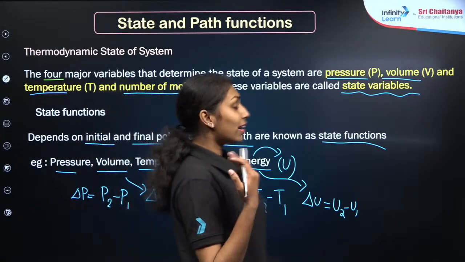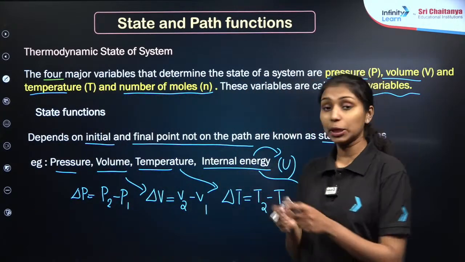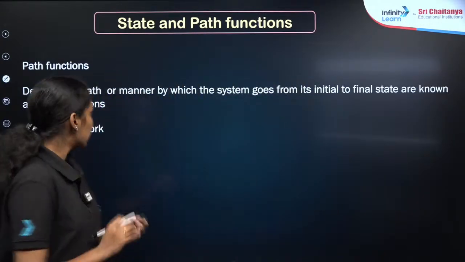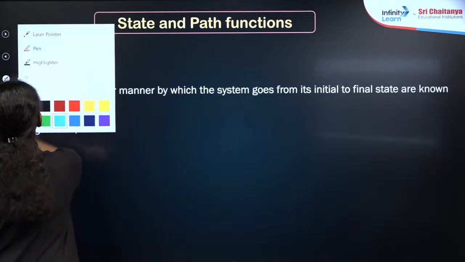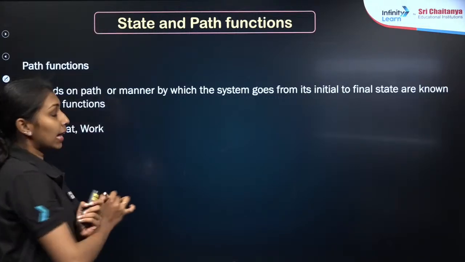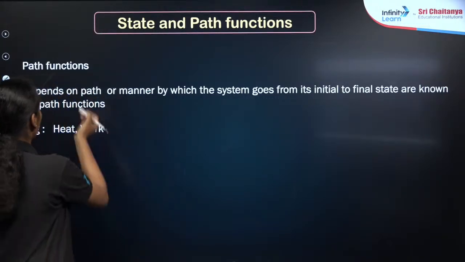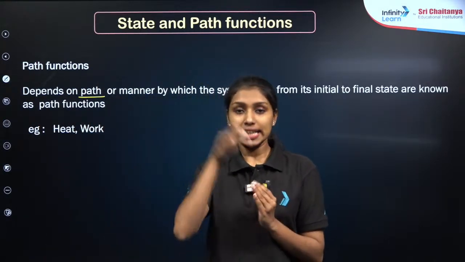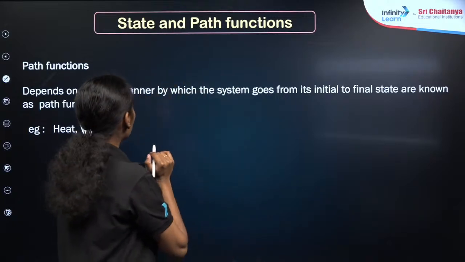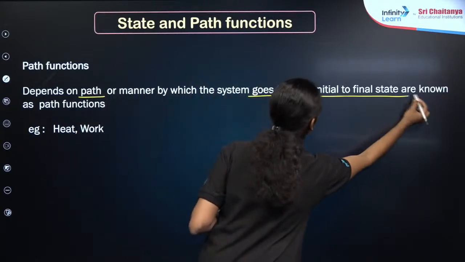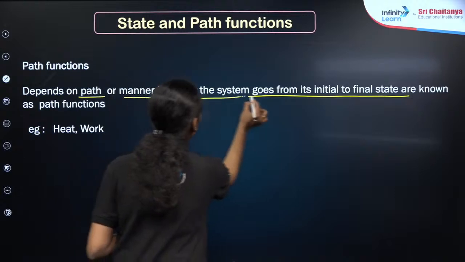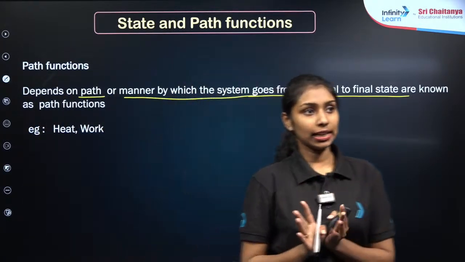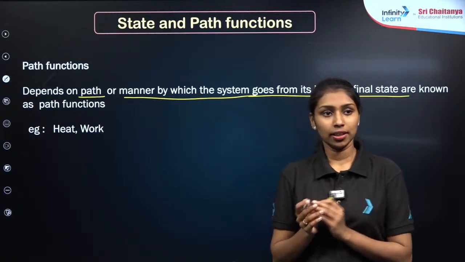Okay, fine. Now, what about the path functions? Whether they depend on the state or not. This is another type of function, in which it depends on the path, which means it depends on however they are reaching there. For example, the manner by which the system goes from its initial to final state is known as the path function. Is it clear? By the definition, is it clear?